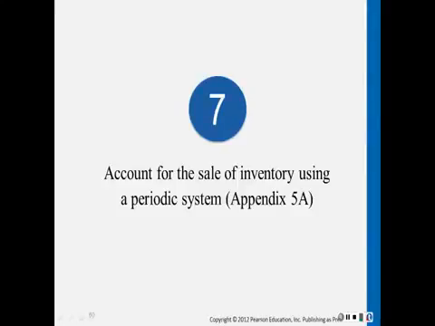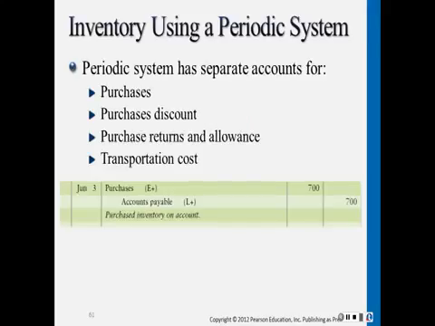The sixth learning objective is to use gross profit percentage and inventory turnover to evaluate a business. During the period, the business records the cost of all inventory bought in the purchases account. The balance of purchases is a gross amount because it does not include subtractions for discounts, returns, or allowances.